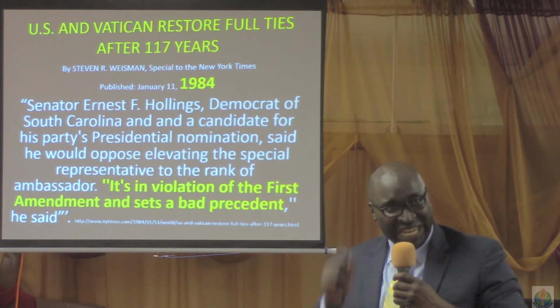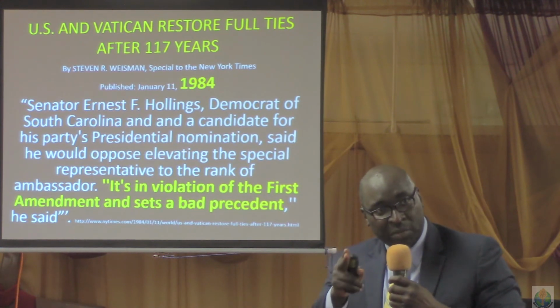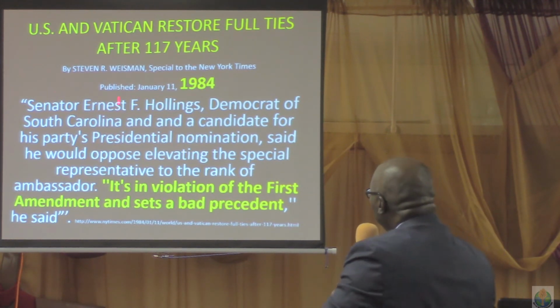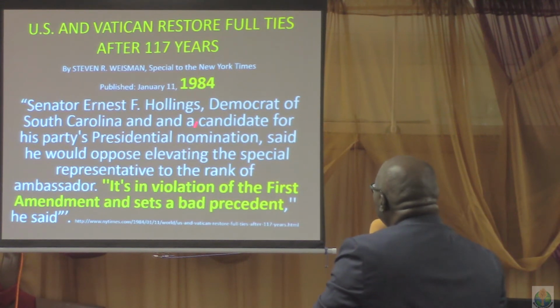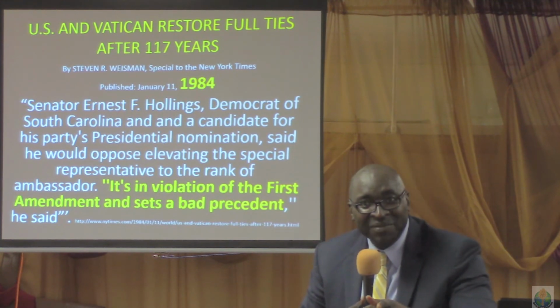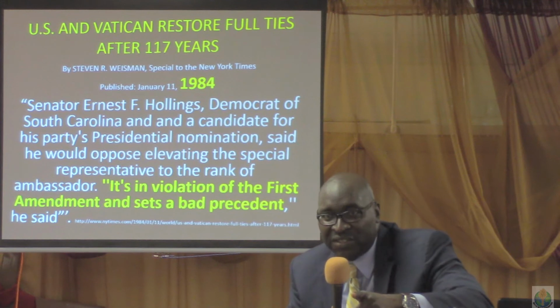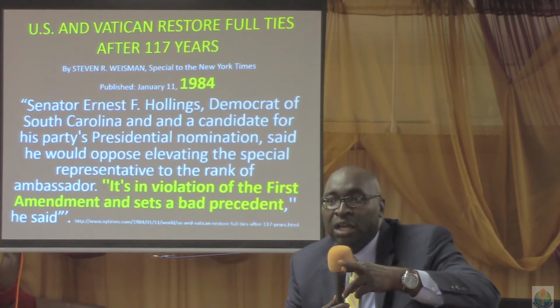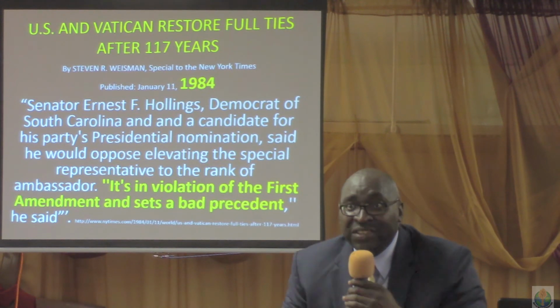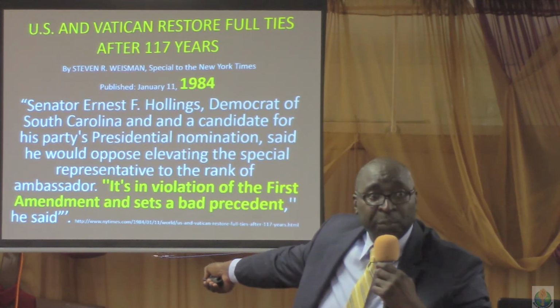So one of the senators in 1984 saw this church-state union coming back, with the US having a relationship with the Vatican after 117 years. And listen what he said. Senator Hollings, Democrat of South Carolina, and a candidate for his party's presidential nomination, said he would oppose elevating the special representative to the rank of ambassador. "It's in violation of the First Amendment and sets a bad precedent." You got that phrase? Yes. So he saw that after 117 years, the US and the papacy were now forming a what? Relationship. Because the First Amendment says they must go what? Separate. No relationship between church and state. So he is saying that it's a violation of the First Amendment. Is he right? Yes. Is that a bad precedent? Yes.